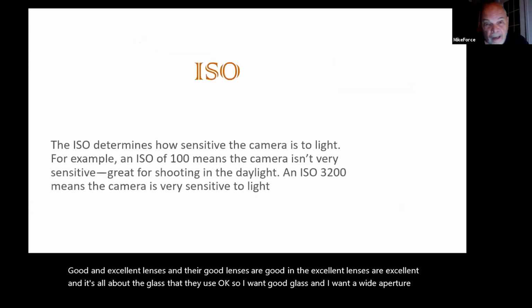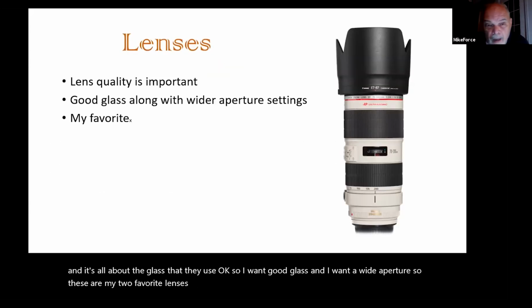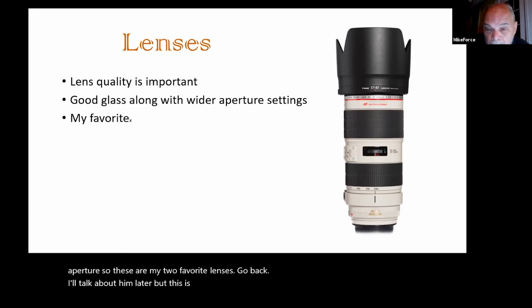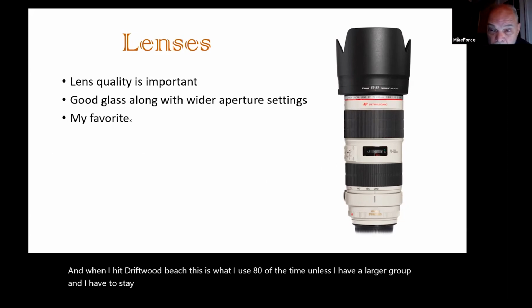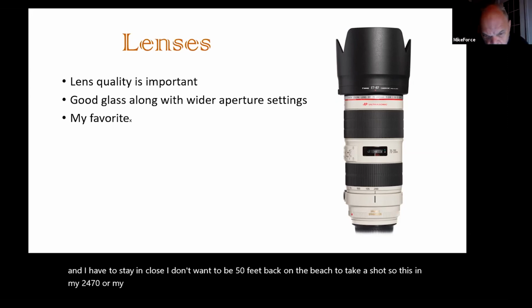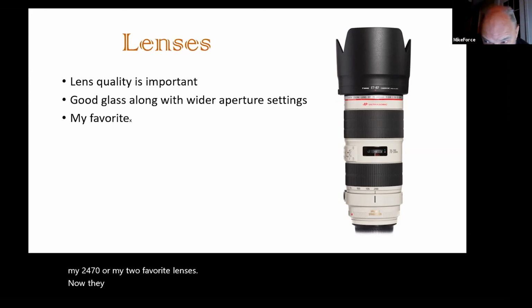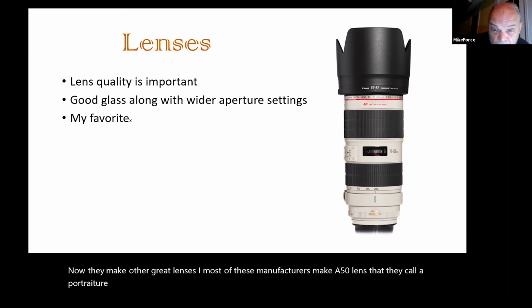So these are my two favorite lenses. I'll talk about them later. But this is the Canon 7200. And when I hit Driftwood Beach, this is what I use 80% of the time, unless I have a larger group and I have to stay in close. I don't want to be 50 feet back on the beach to take a shot. So this and my 24-70 are my two favorite lenses. Now they make other great lenses. I think most of these manufacturers make a 50 lens that they call a portraiture lens, and I think it'll crank down to 1.8, but it's an awesome lens.